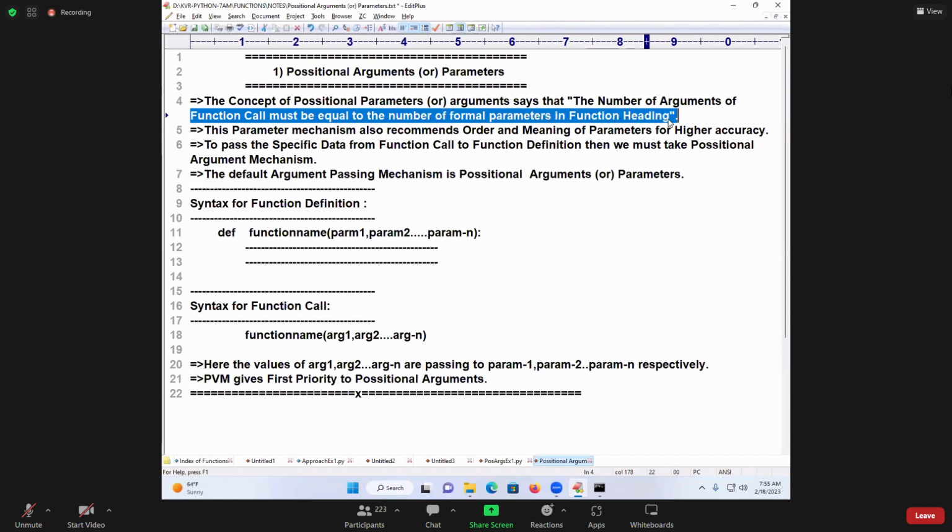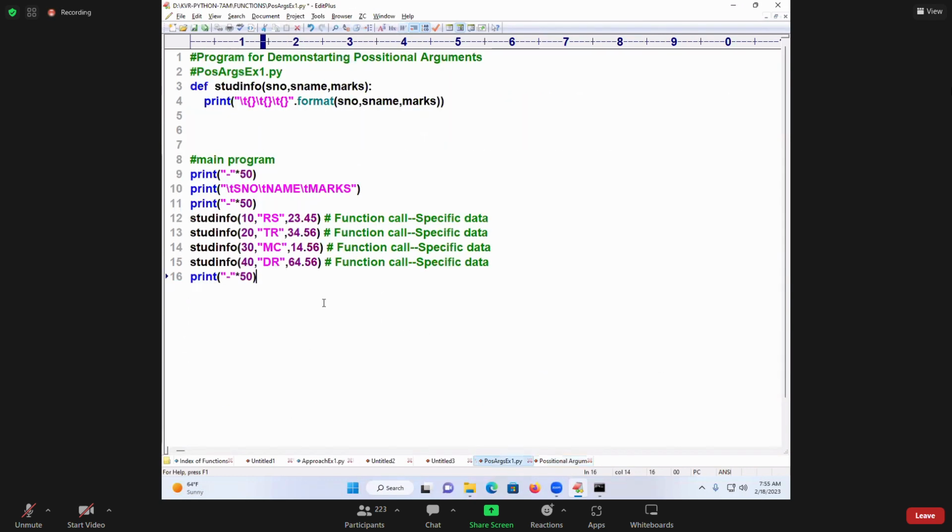That's the first rule. How many are we sending here? How many are we sending here? 3. What are they called? Arguments, argument values. How many formal parameters? 3. That is mandatory.